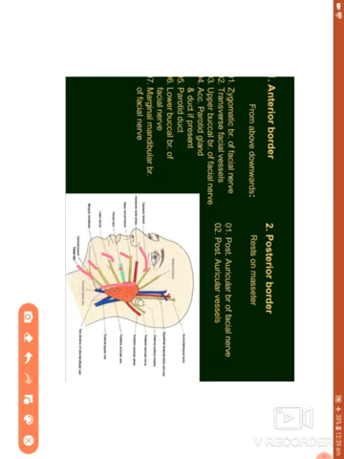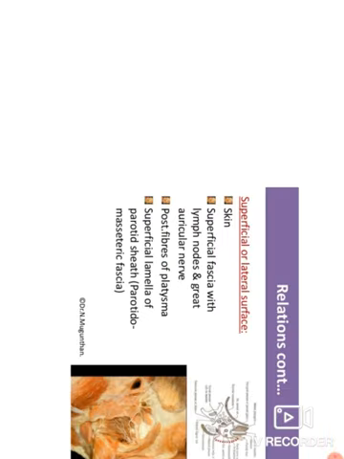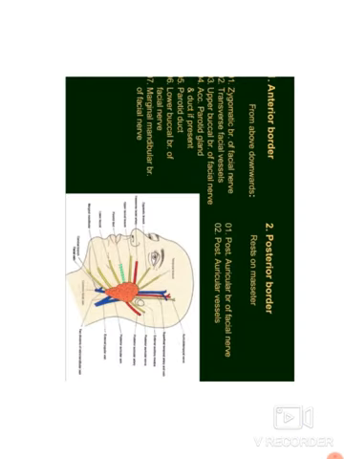Then posteriorly, in the posterior border, you can see the posterior auricular nerve, a branch of the facial nerve. Then this is the posterior auricular artery, a branch of the external carotid artery. That's about the anterior and posterior relations.